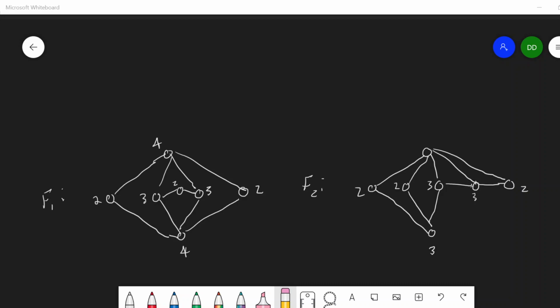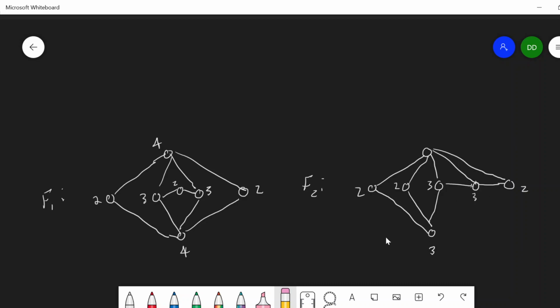In this video, I'll continue my lecture on isomorphic graphs. In particular, I'm going to talk about how do we know when two graphs are not isomorphic. So remember, an isomorphism between two graphs means that it's a bijective function that preserves edges.